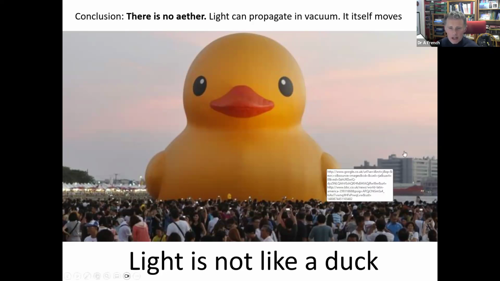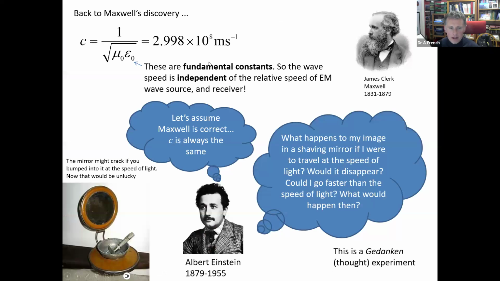Now, this is strange. So let's go back to Maxwell's discovery. These are fundamental constants, right? They are independent of the relative speed of the wave source and indeed the receiver. So here we go. Einstein assumes Maxwell's correct. c is always the same. And he was known for his Gedanken experiments, thought experiments, stuff that maybe is impractical to do in a lab, but we can imagine how we might go about it if we had infinite money and time and space, etc.